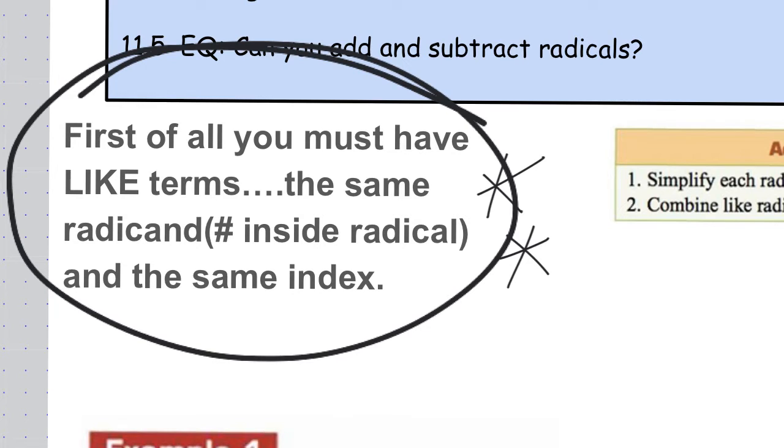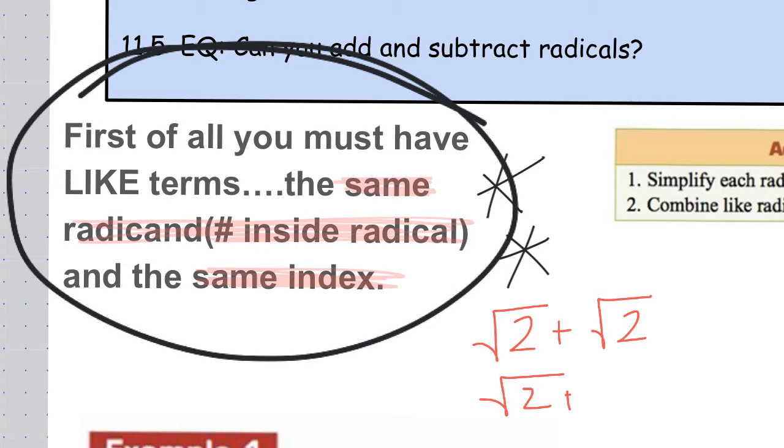Well, like term means you have the same radicand, which is the number inside the radical, and you have the same index. Okay, so if I'm looking at this, I can add the square root of 2 plus the square root of 2. I can add that. I cannot add the square root of 2 plus the square root of 3. I cannot add that. Yes. No. Does everybody see that?